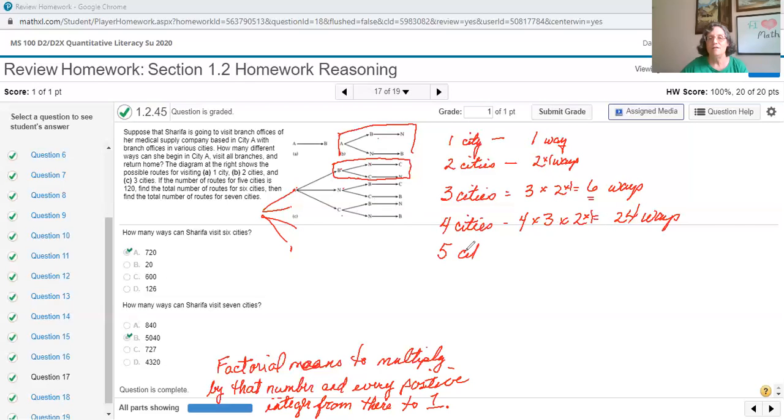So 5 cities. Then each of these 5 would have 24 ways to go to the remaining 4 cities. So that would be 5 times the previous number, 4 times 3 times 2 times 1, which is 24, so 24 times 5 would be 120. So there's 120 ways to go to 5 cities.